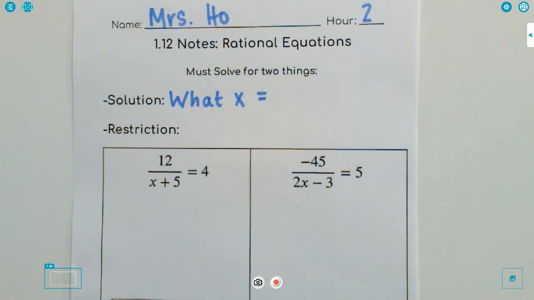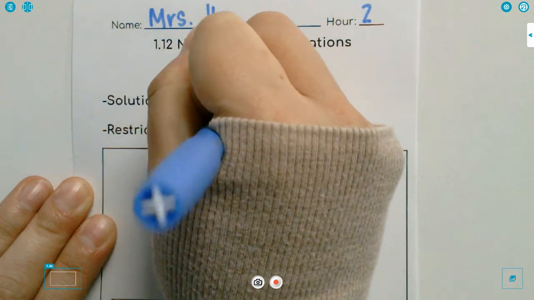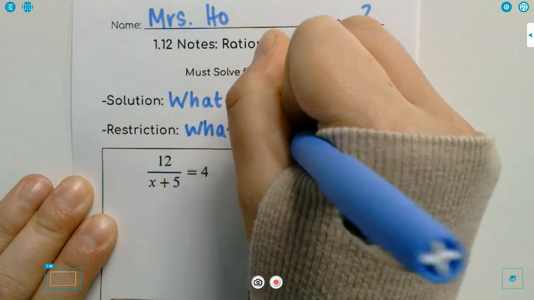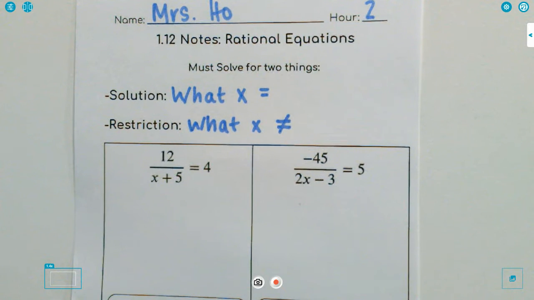Our restriction is what x cannot equal. I'm going to draw an equal sign with a slash through it. So it's what x does not equal.